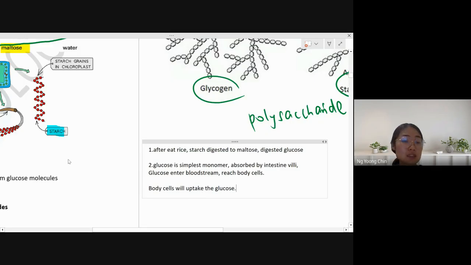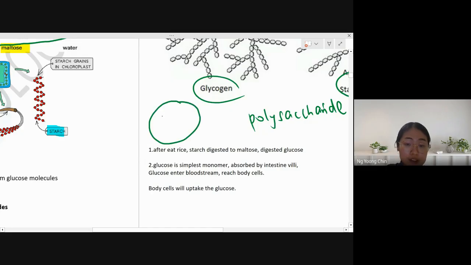So you can imagine it this way. This is the body cell, with the nucleus, and this is the cytoplasm. When we talk about the body cell, we majorly talk about the eukaryotic cell.